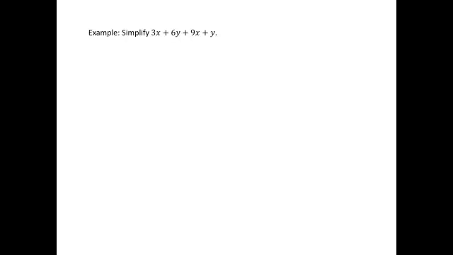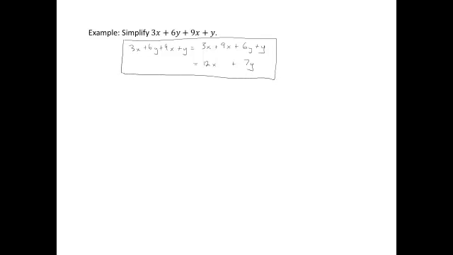Example, simplify 3x plus 6y plus 9x plus y. We're first going to rearrange the terms so that the x terms are together, and then have the y terms together. 12x plus 7y is the result. The 3 plus 9 gives us 12, and 6 plus 1 gives us 7. The 1 coming from the implicit coefficient of the y term.